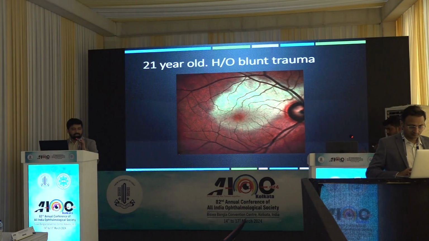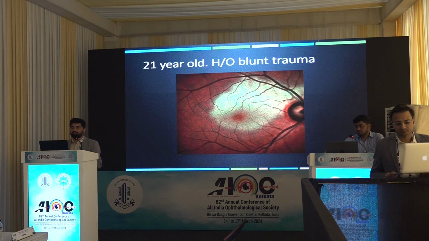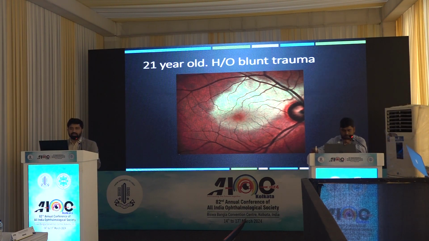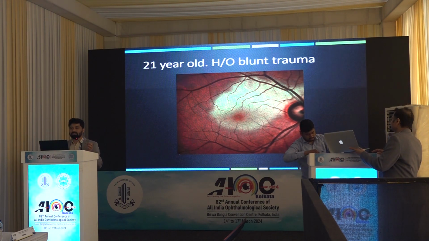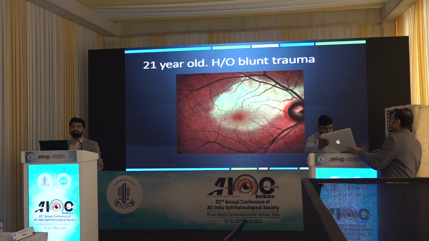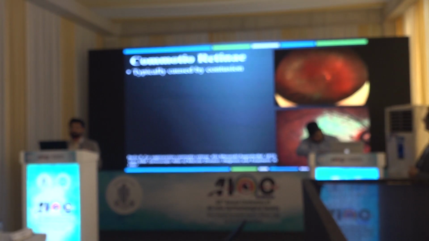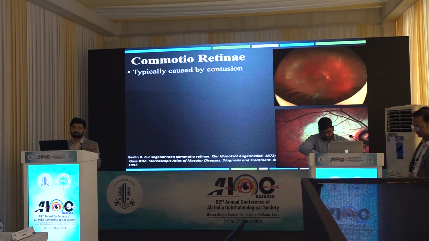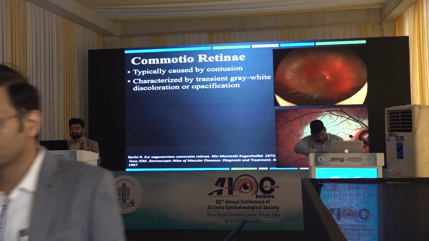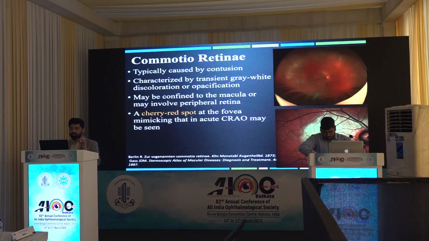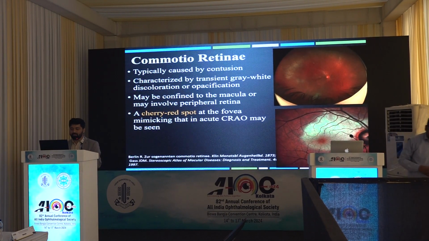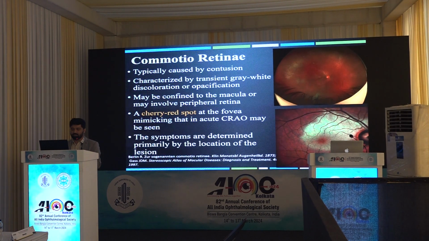Fine. This was a 21-year-old male who presented to us with a history of blunt trauma. He had an opacification which is confined to the posterior pole. This is one of the most common posterior segment changes we see after a blunt trauma. This is commotio retinae. When it is limited to the posterior pole, we also call it Berlin's edema. It is characterized by transient gray-white discoloration or opacification, may be confined to the macula, or sometimes you can notice a cherry red spot mimicking a central retinal artery occlusion.